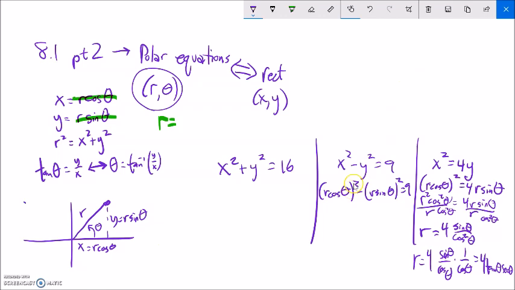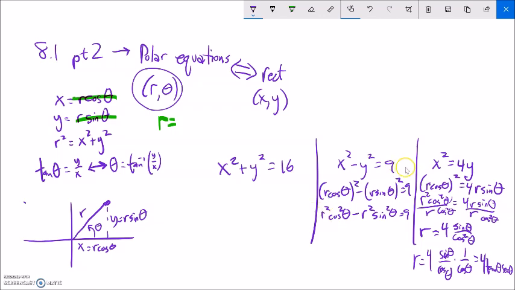Then I'm going to square each of these. And again, they're multiplied together. So it's r squared cosine squared theta minus r squared sine squared theta. Cosine should have been squared. Equals 9. And now, this one, the technique's a little different.